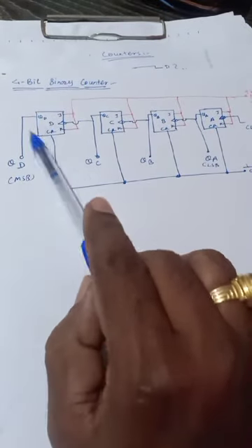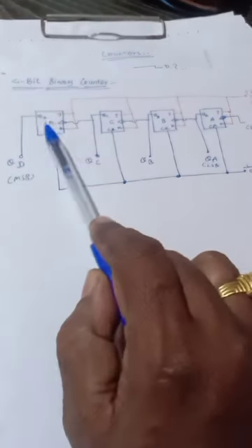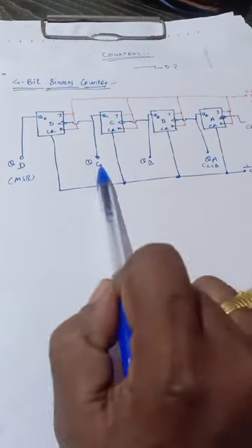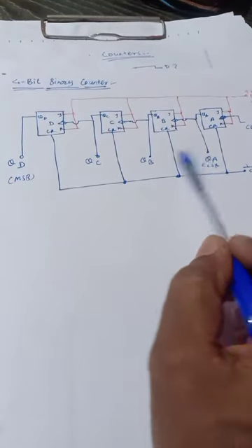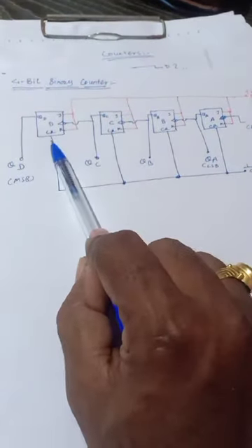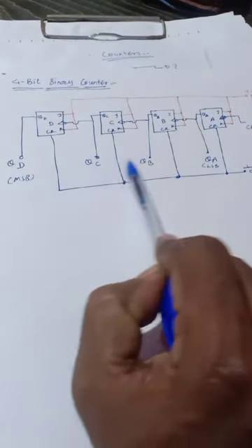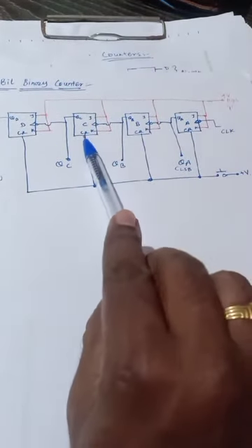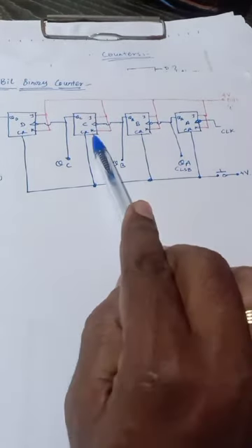So here this is the clear input. If we apply a clear input, the flip-flop gets cleared. Flip-flop gets cleared means what? The output of all the flip-flops becomes 0, Q equal to 0. So if we apply a clear input, the output of all the flip-flops becomes 0. Okay, so this is the switch. All the clear inputs are active high. Active high means if we apply high, then these flip-flops get cleared.